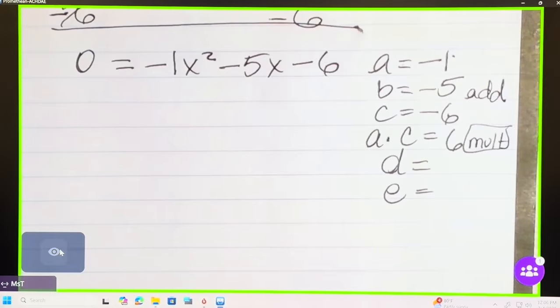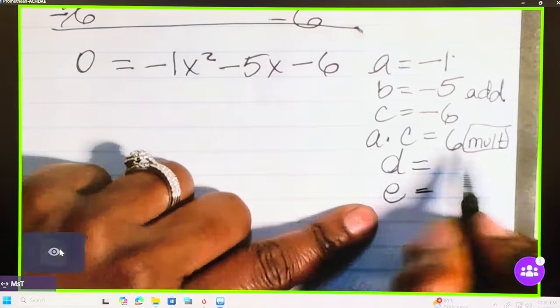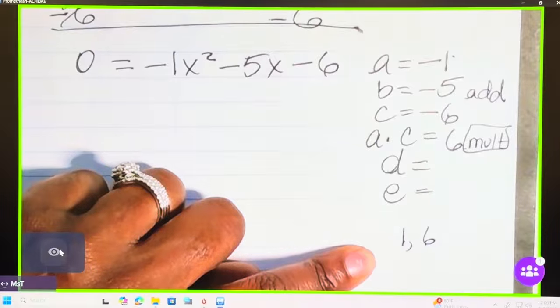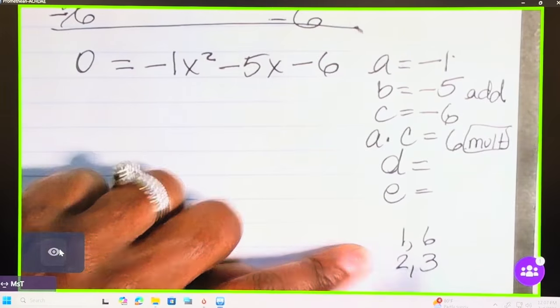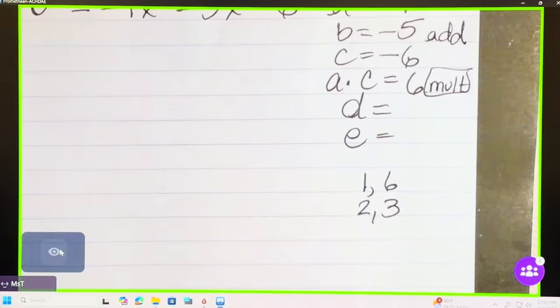What kind of numbers are we going to have? We're going to have two what? Negatives. Now, absolutely. Let's write down what these factors are. What are the factors of 6? 1 and 6 or what? 2 and 3. Now, if I already know they're both going to be negative.